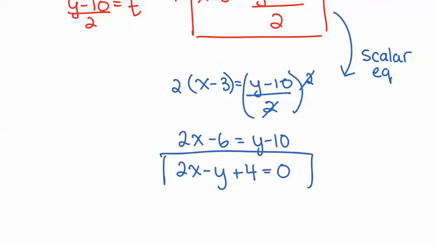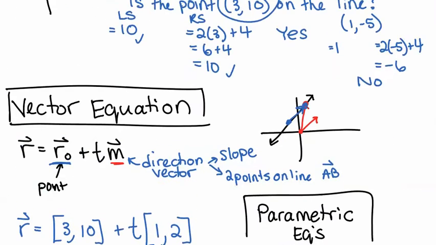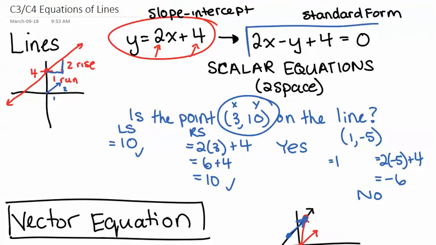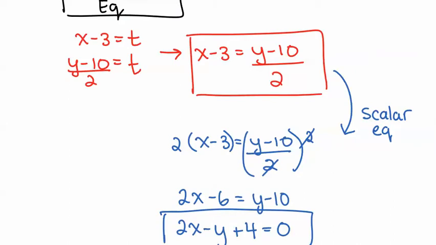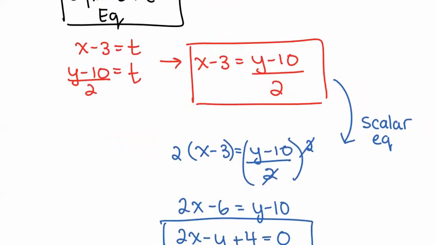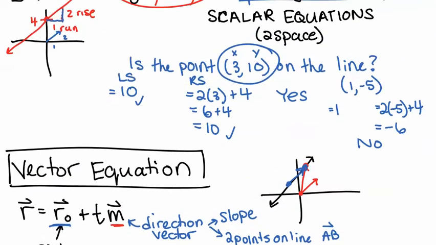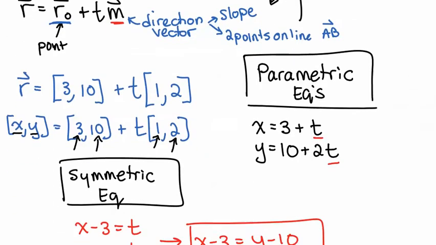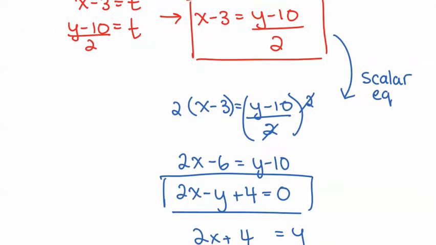So this would be my scalar equation of my line, which if you check it out in standard form, 2x minus y plus 4 is the exact same. Or if I wanted to isolate y, y equals 2x plus 4, that's my slope intercept. So you can see how to get from the scalar equation to the vector equation to the parametric to the symmetric and back to the scalar equation again.